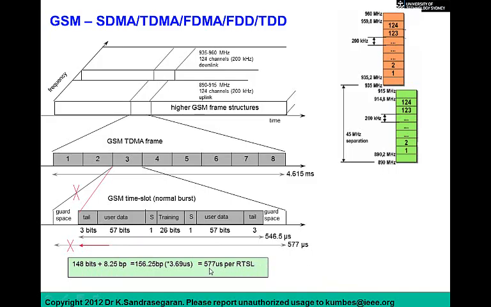So essentially what we are getting is a total of 577 microseconds per radio time slot. RTSL stands for radio time slot.